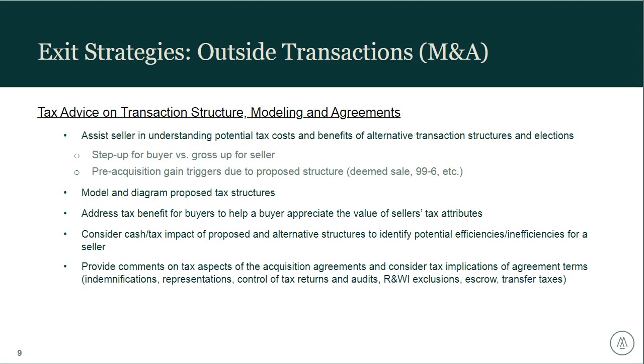Have a step-up transaction where a buyer gets the benefit of revaluing the assets at fair market value so that they can depreciate and amortize those assets over time at the fair market value rather than historic value. That may come with a tax cost to the seller, and so negotiating on the front end for a gross up to equalize the additional tax costs resulting from the buyer getting benefit is critical. And then understanding what potential gain triggers might occur in the transaction as well.